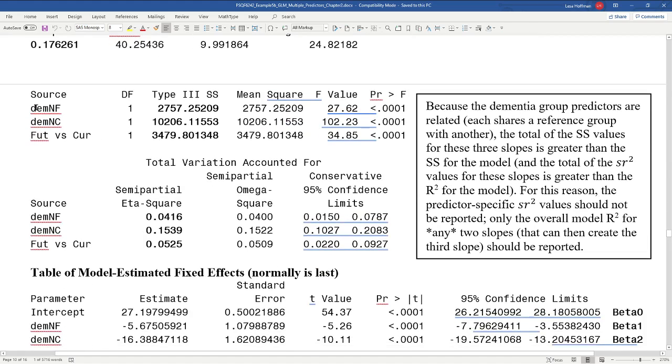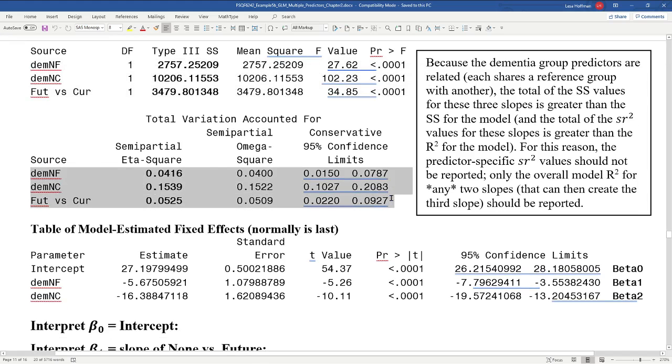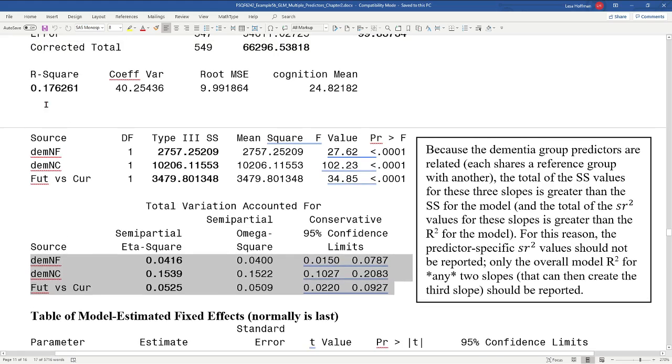So we have the sums of squares for each of the two contrasts, as well as the contrast that I wrote to get the missing one. And I asked for these to make a point. If we look at the effect size for each of these three contrasts, so the three group mean differences that are created by the model, we have 4% for the difference between none and future, 15% for the difference between none and current, and 5% for the remaining difference. If we sum these up, it's more than the R-square.